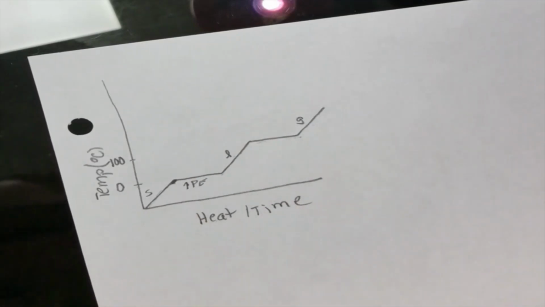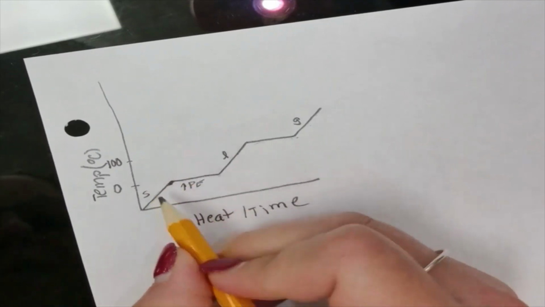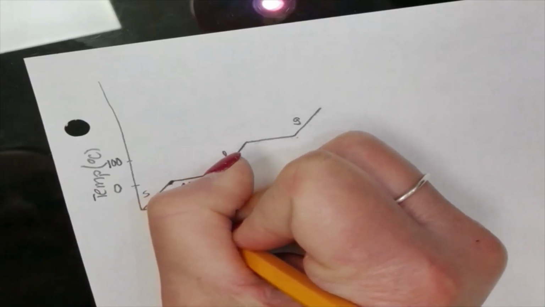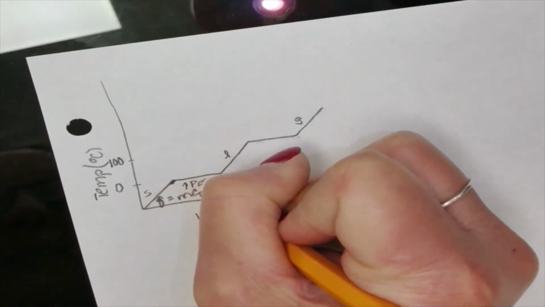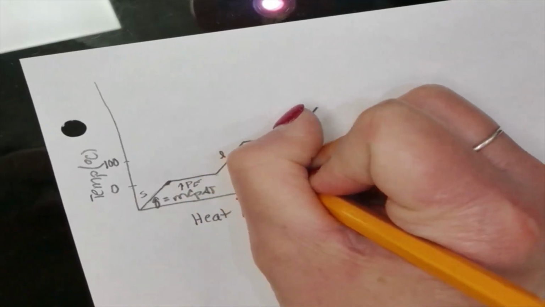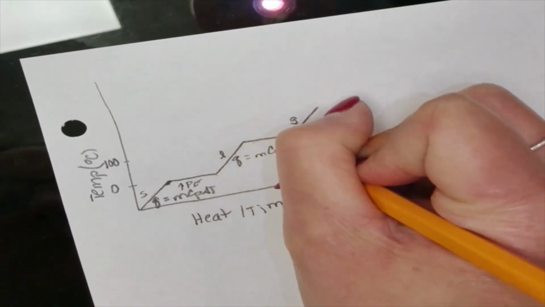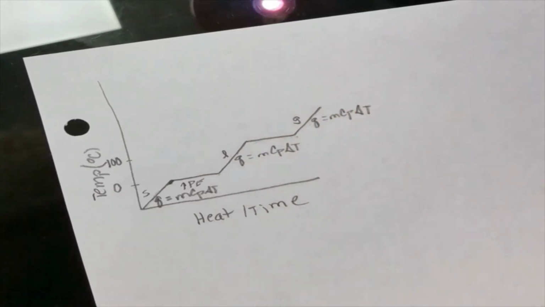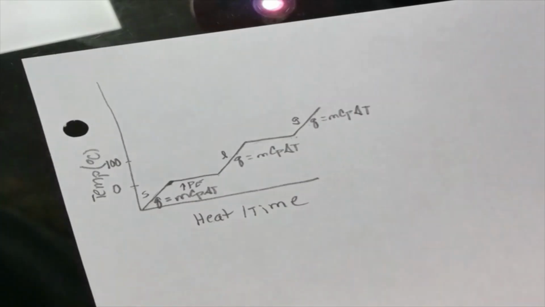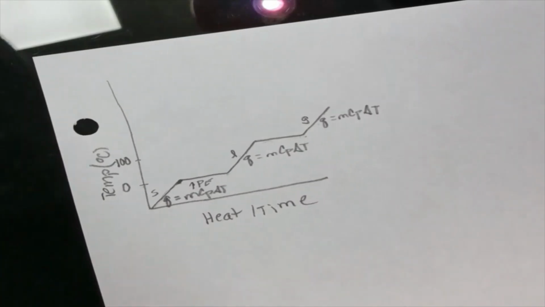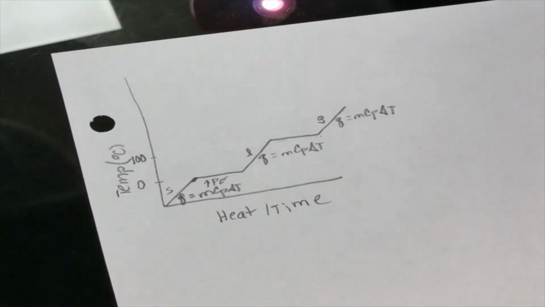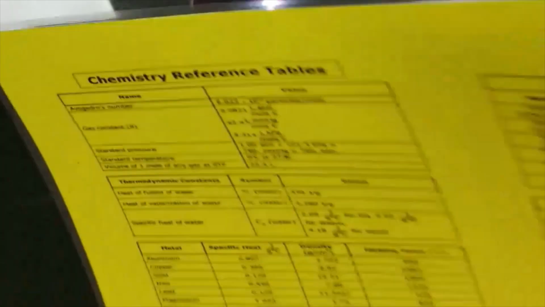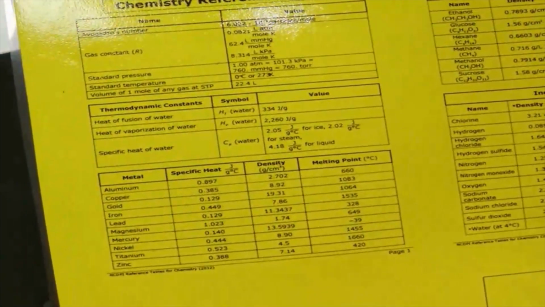I could calculate where my solid, my liquid, and my gas are all going to use the equation Q equals mC_P delta T. My specific heat is going to be provided for you, and that is the C_P. So C_P is specific heat. These values are provided for you on your reference tables.